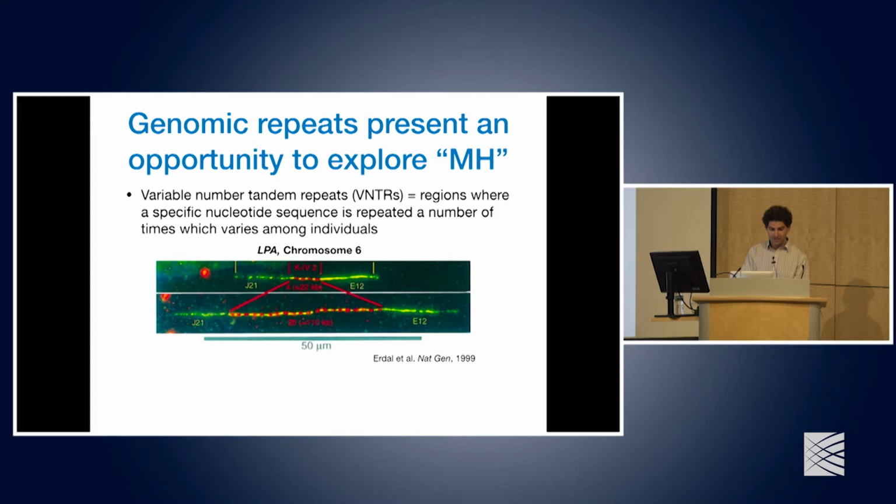For this VNTR, the number of copies of this repeat is roughly normally distributed in the population, and that's what you should have in the back of your mind when you think about these VNTRs, and that's what maybe distinguishes it from other types of copy number variants.